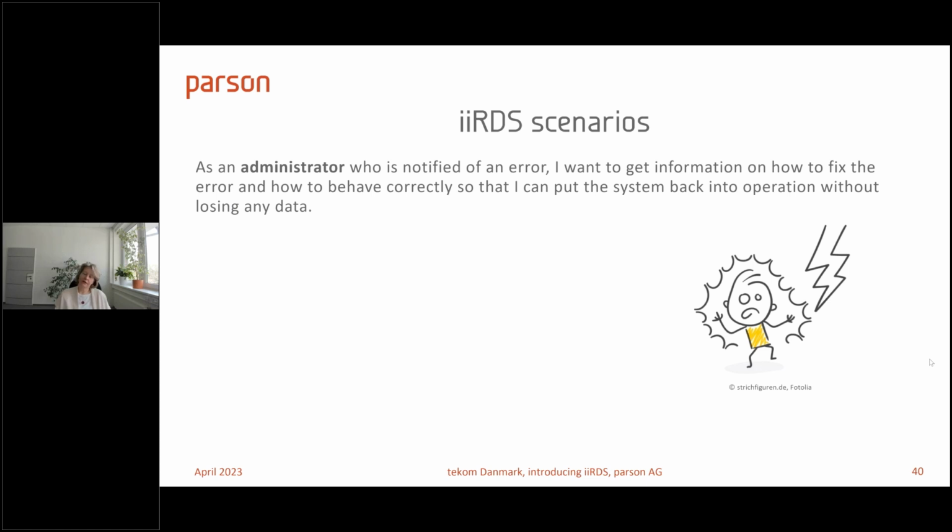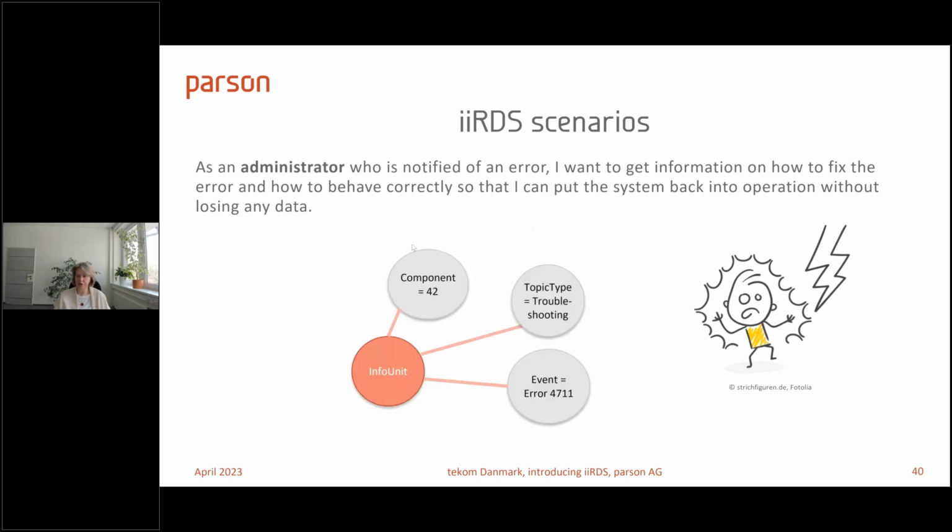Another scenario is the fault case. So you do have an error, there's an event in the machine, and you get notified on that, and you want to see how you can remedy the error so that you can put the system back into operation without losing any data or without being electrocuted. So the metadata that you would need in that case to find the right topic, the right instruction, would be again the component which has shown the error, then the event code, of course, like an error code, and you probably need information of type troubleshooting.